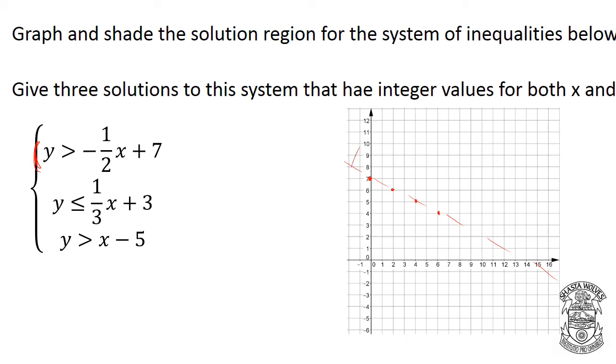So I'm going to shade above that line. The next one I'll go ahead and do in green. It says y is less than or equal to 1/3 x plus 3. So here is the plus 3. My y-intercept is at 3. This is going to be a solid line because it is less than or equal to.